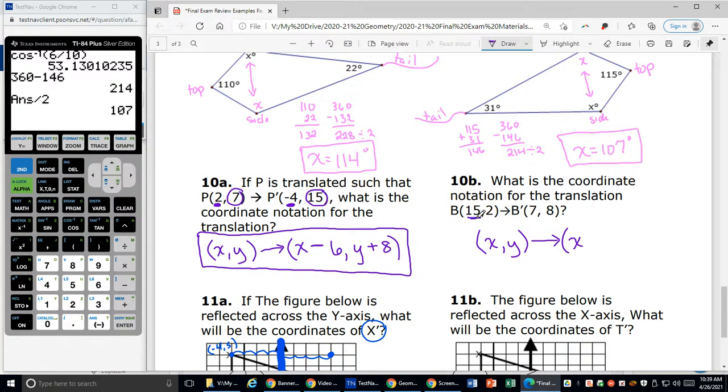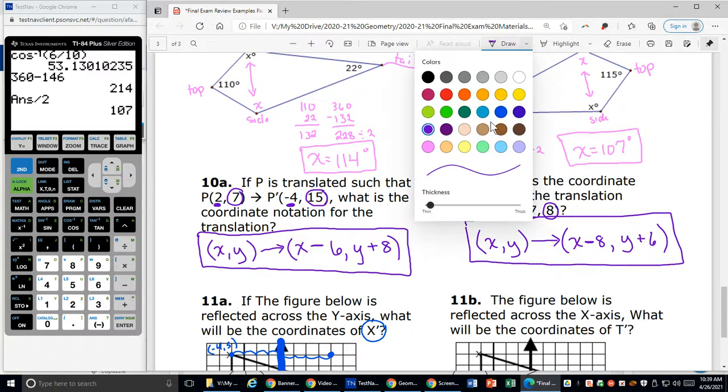But let's look at this one. From 15 down to 7, I am still getting smaller, so I am subtracting. How much am I subtracting? I'm subtracting 8. Then y plus 8 is what I had because I went from 7 up to 15. Here I'm going to go from 2 up to 8. So I'm increasing also. I'm increasing by 6. There is my coordinate notation.